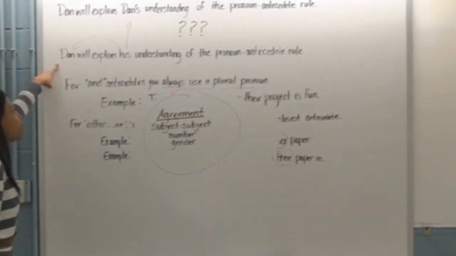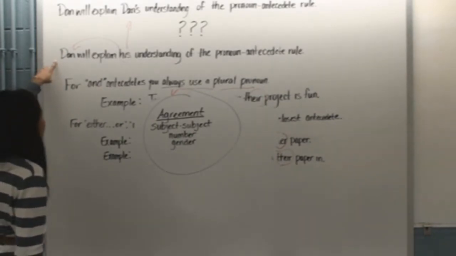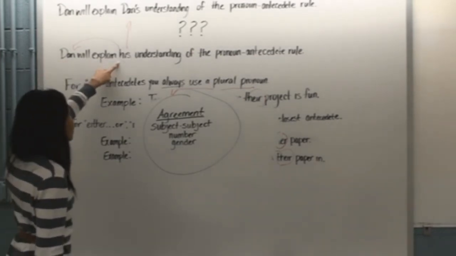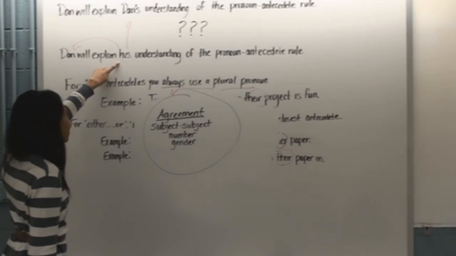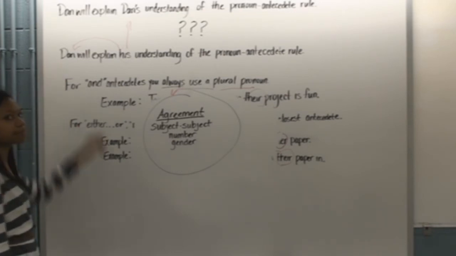In the sentence, Dan will explain his understanding of the pronoun antecedent rule. Remember that Dan is the subject, so you use a subject pronoun, which would be he. And if you were to replace his, that's an object pronoun. Now with Dan, you have to remember that this is singular, so his pronoun will also be singular. And gender-wise, it's masculine, so his pronoun will stay masculine.